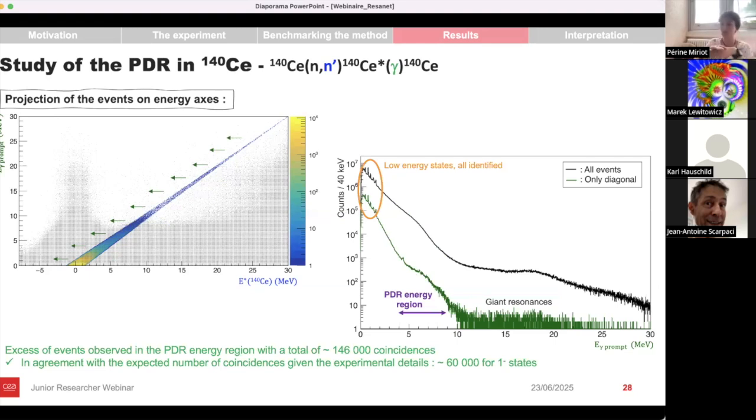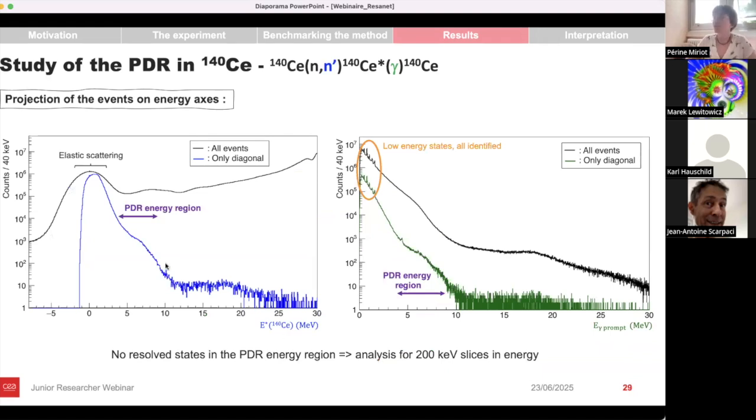For that, I used the prediction for the cross-section of the population of one minor state, and I applied to that the characteristics of the setup, the efficiencies, etc. And I obtained from the prediction a total of 60,000 coincidences expected for one minor state. So we see that it's the same order of magnitude, and the experimental value is higher because experimentally we have not only dipole contribution, but also other multipolarities.